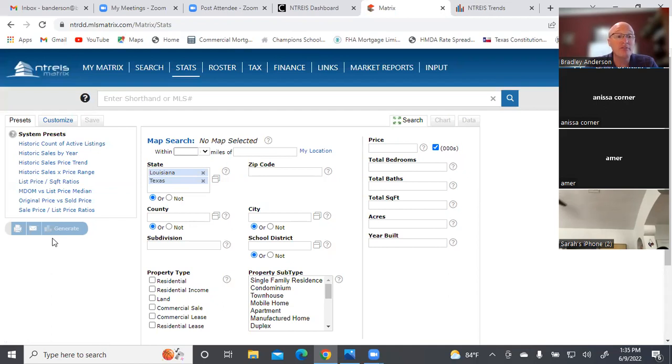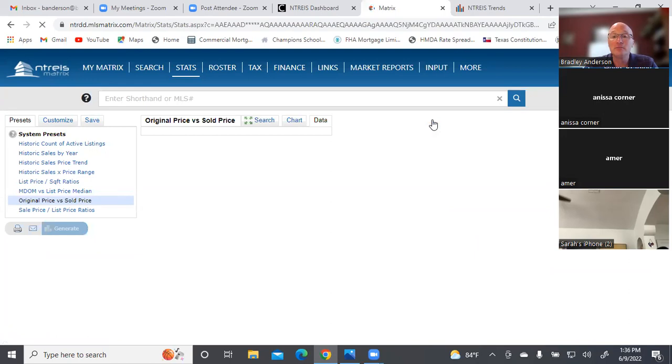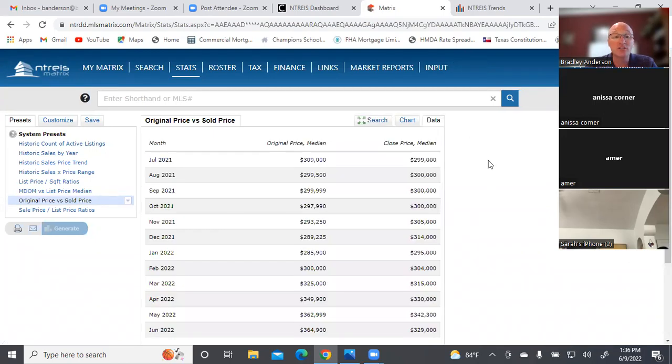I have been displaying every month from the various other cities, typically this one. What is the original price versus the sold price? I'm just going to click on that. I'm going to click generate, and it gives it to me in graphical format. I could click data, and if you like charts like I do, there it is in numerical format.